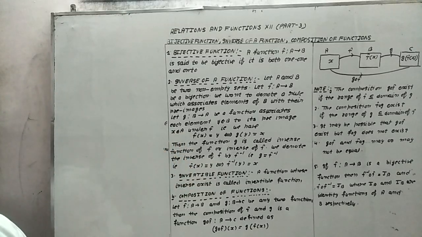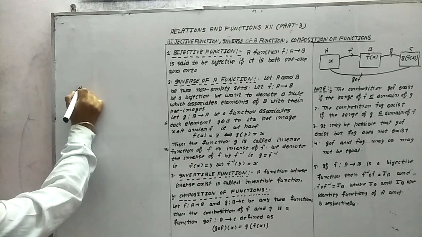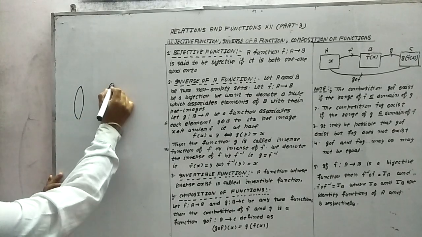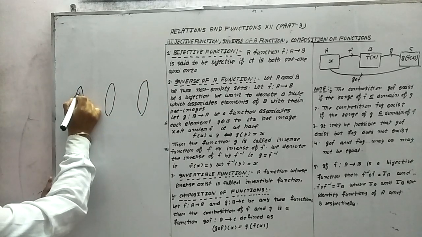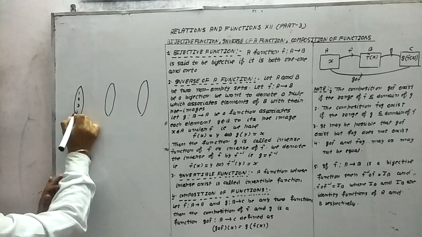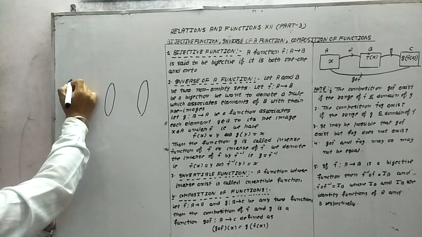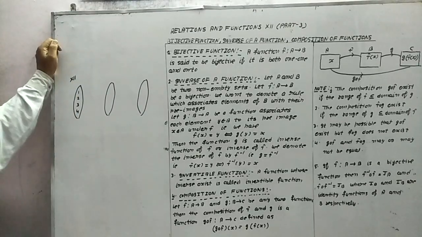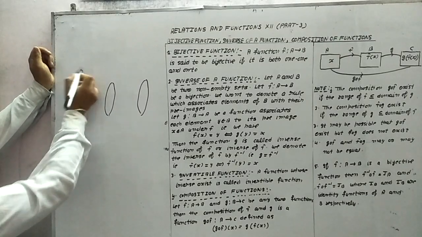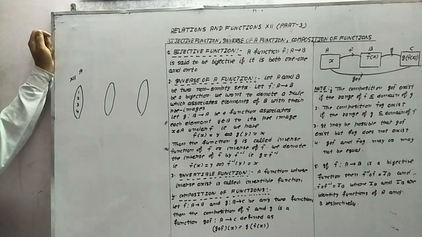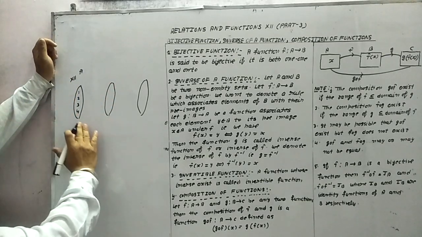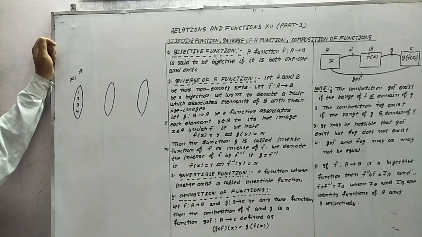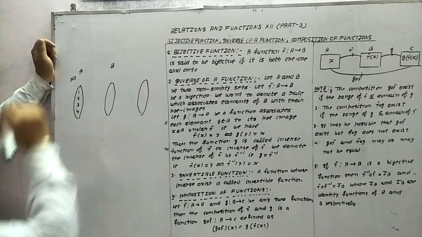Now the very important point: composition of functions. Let's take one practical example, then we will come to this part. Let us suppose I am taking only 4 students, numbers 1, 2, 3, 4, of class 12, and I am considering this as set A. Now when these students appear in the board exam, the board provides a roll number. Let us suppose this set is B.